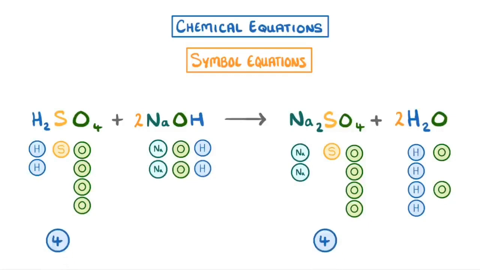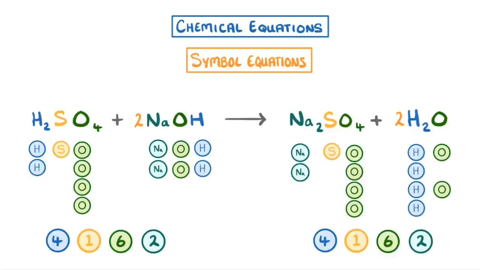So we've got 4 hydrogens, 1 sulfur, 6 oxygens, and 2 sodium atoms on each side. So this is exactly balanced, and we're finished.